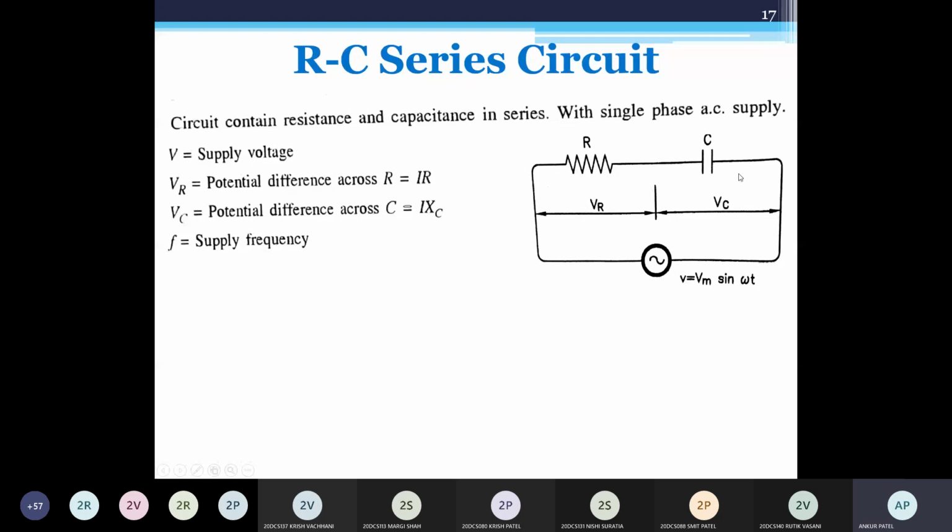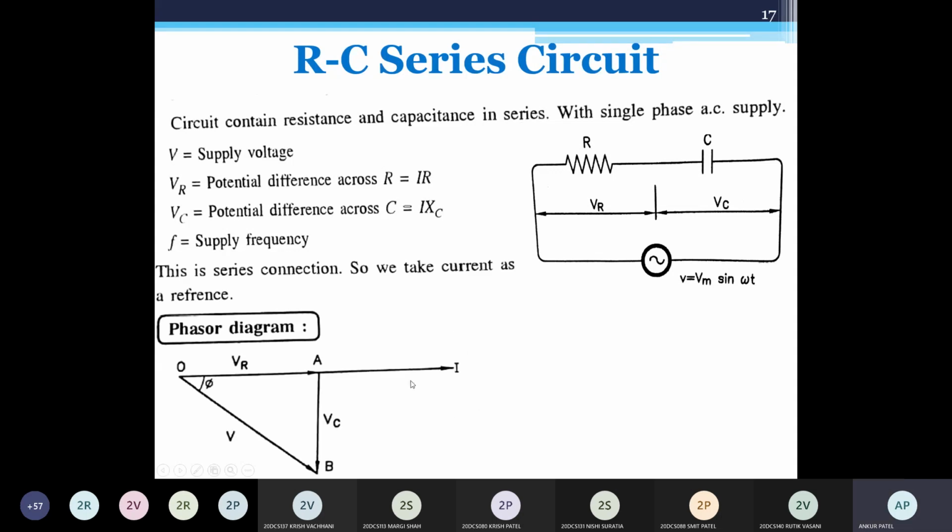Now go for the VC. Where do I have to draw this VC? Negative Y, downward. It is lagging, so it is downward by 90°. Now join VR and VC. That is your resultant voltage.